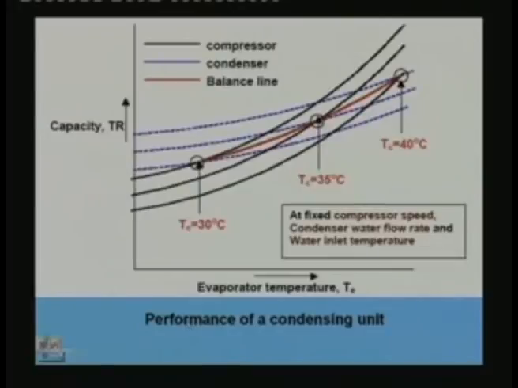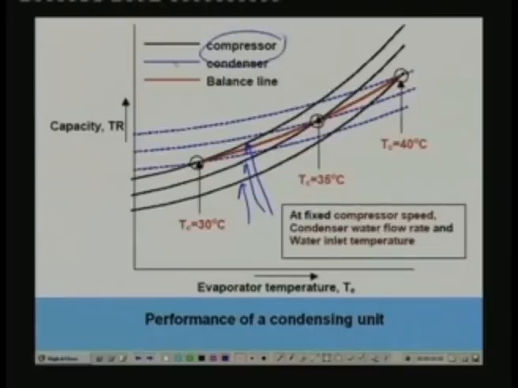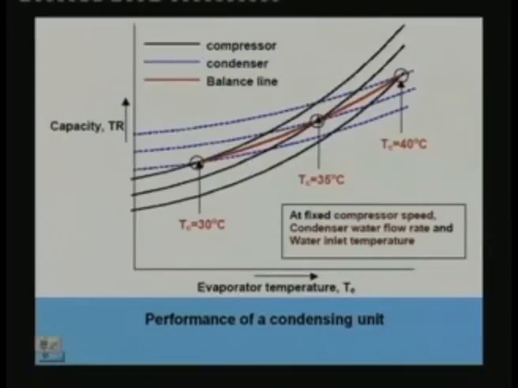So, if you superimpose that, you will get this curve. You can see here that what we have simply done is we have superimposed the compressor characteristics, the black line, onto the condenser characteristic curves, that is the dashed blue lines. So, these are superimposed. As I said, when you are superimposing them, the axes have got to be the same. And how do you find the balance point?